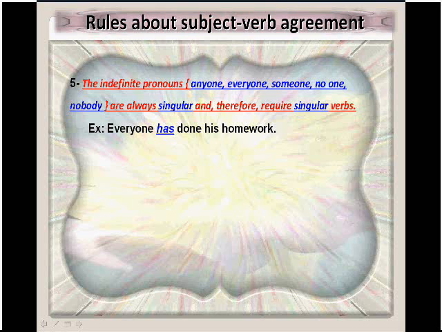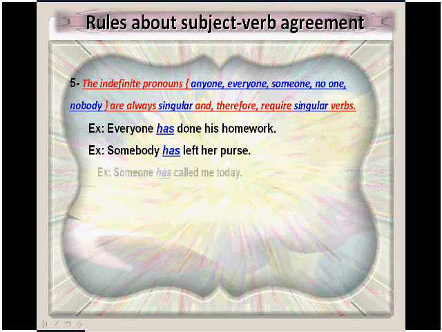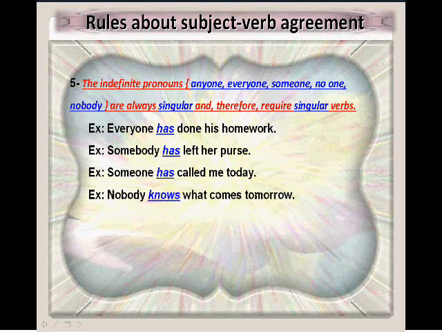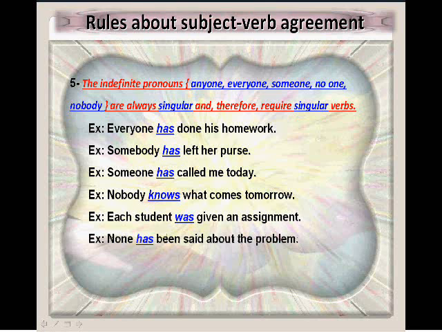Let's have a look at the examples. Everyone has done his homework. So I have here everyone, and the verb has singular. Somebody has left her purse. Someone has called me today. Nobody knows what comes tomorrow. Each student was given an assignment. None has been said about the problem.